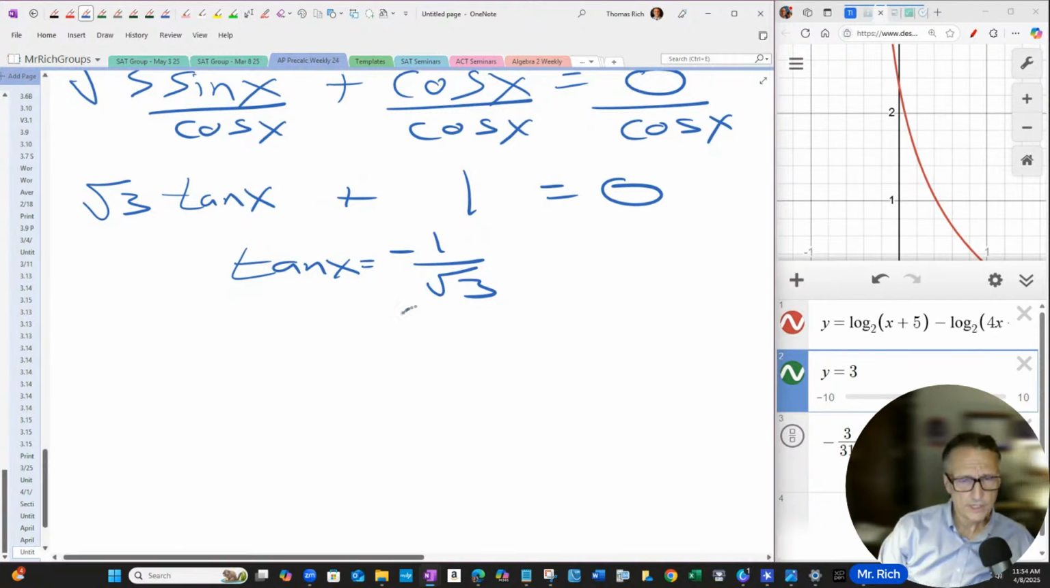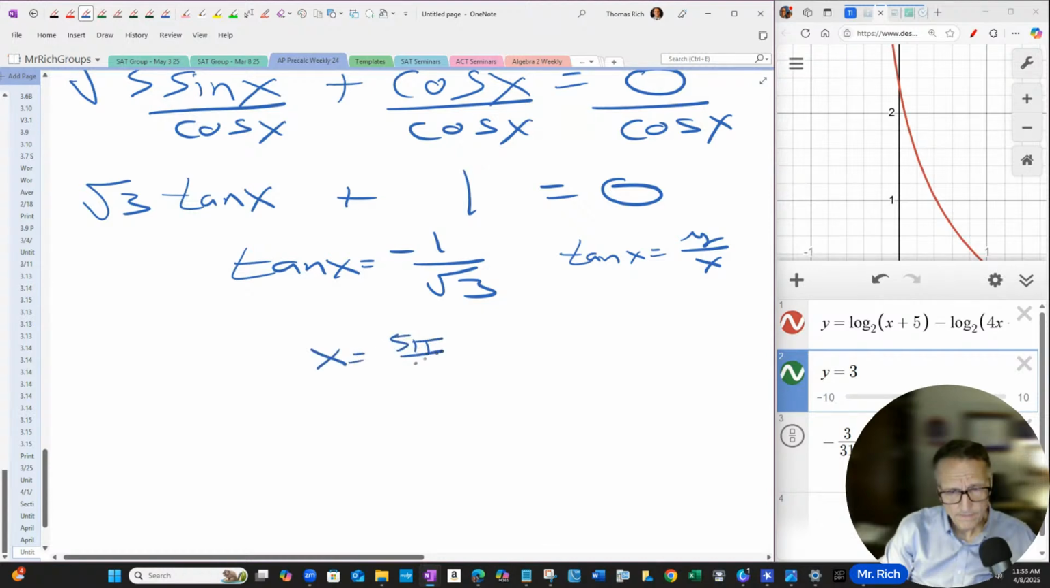Now, this is also going to give me two answers within the unit circle, in quadrant 2 and quadrant 4. We're using the fact that the tangent of an angle is the ratio of our y and x coordinates. So what I'm looking for here is going to be down at 5 pi over 6, right?